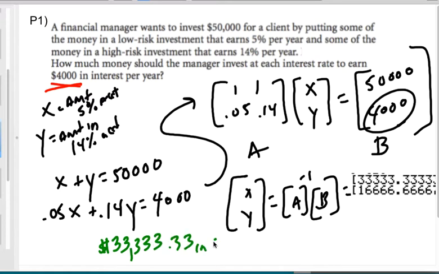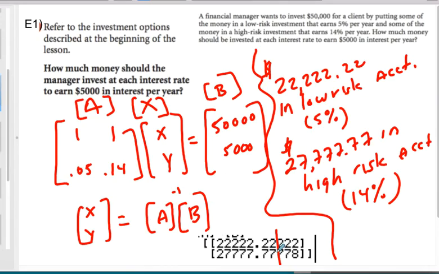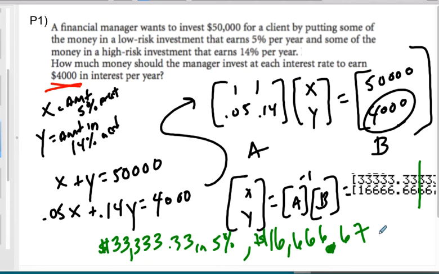So my answer to this problem would be that I want the $33,333.33 in the 5% account, and I want the $16,666.66. Technically, we're going to go ahead and call that 67 cents, because here, what's going to happen? Oh, and I should have actually rounded the last one too. This doesn't add up to $50,000. We should have made this an 8, because otherwise it doesn't add up to $50,000. You end up a penny shy. Anyway, so 67 cents in the high risk account.